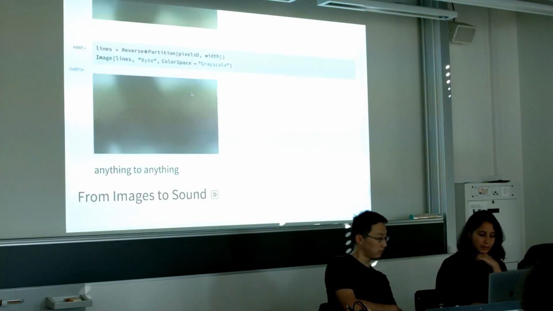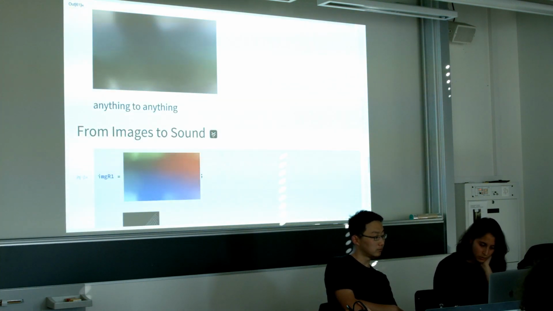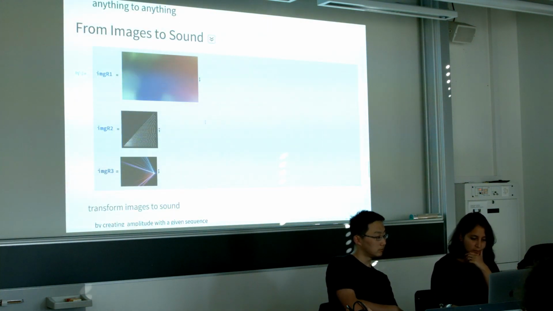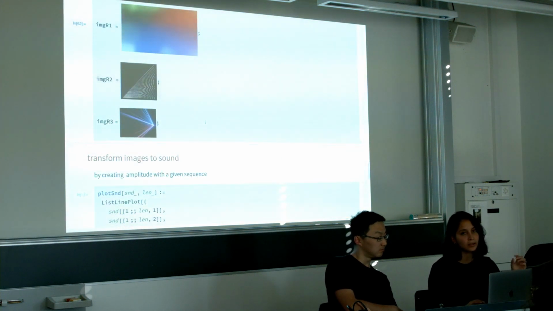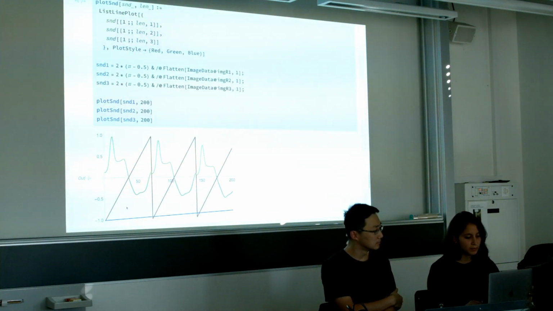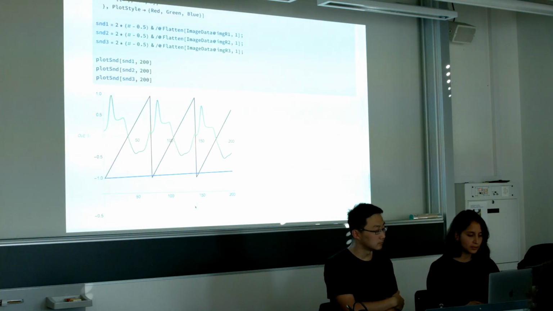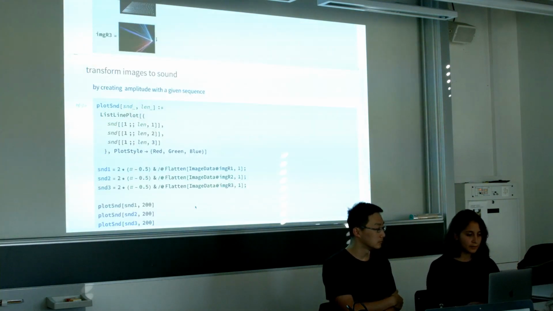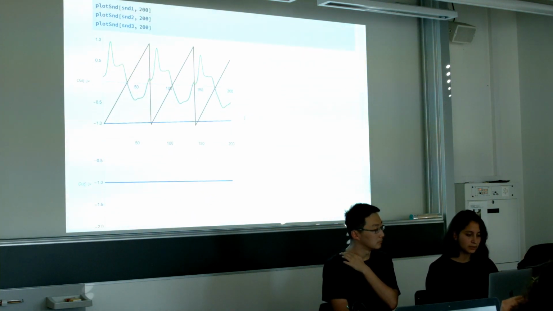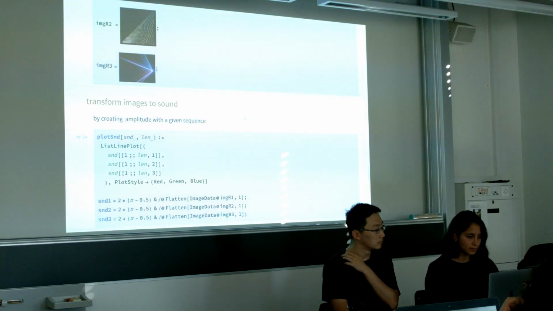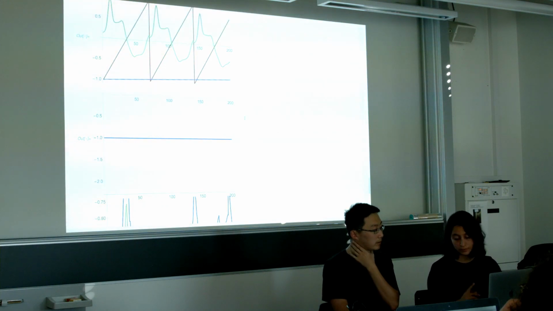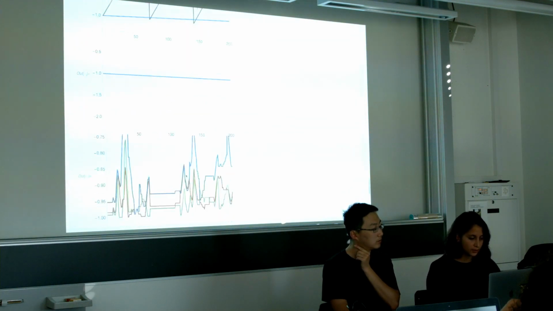The next thing is we wanted to quickly show you this experiment where we go from images to sound. We have again 3 images, and the idea here is that we collect only the RGB values of each image, and these RGB values are plotted in this list plot that we're seeing here. By defining an amplitude and a given sequence, we can transform these plots into sound. The first image is represented like the first drawing here, the second one is here, and the third one is here.